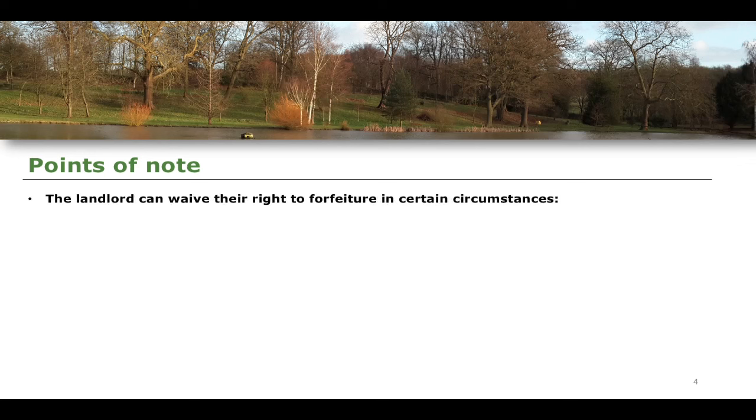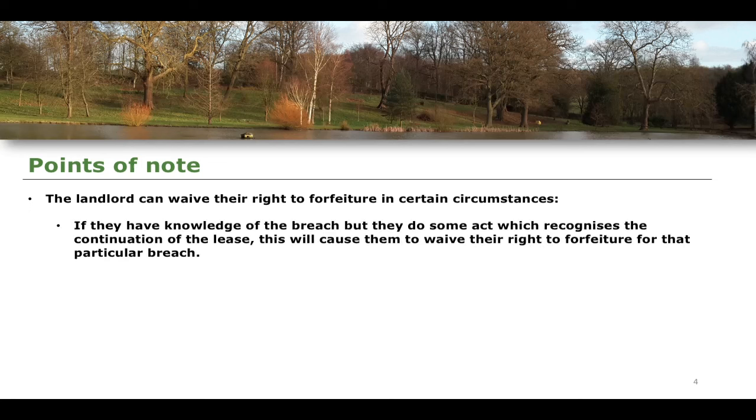So the landlord can waive their right to forfeiture in certain circumstances, which means that if they in the future decide to come and try and instigate a process of forfeiture, they will fail in that aim, in that goal. If they have knowledge of the breach, for example, but they do some act which recognizes the continuation of the lease, this will cause them to have waived their rights to forfeiture for a particular breach, because it essentially implies that the breach in question was not severe enough to warrant the termination of the lease, at least in the eyes and the intent of the landlord.